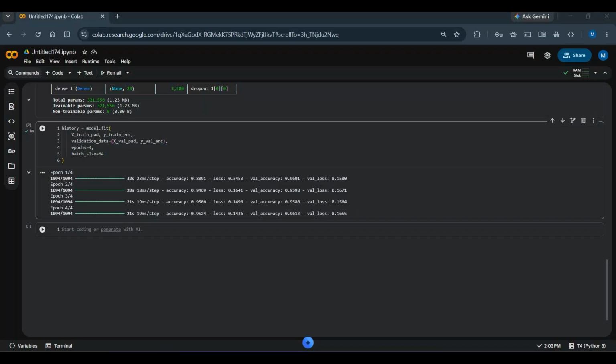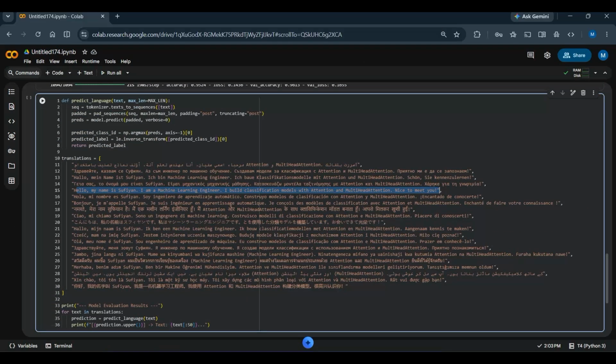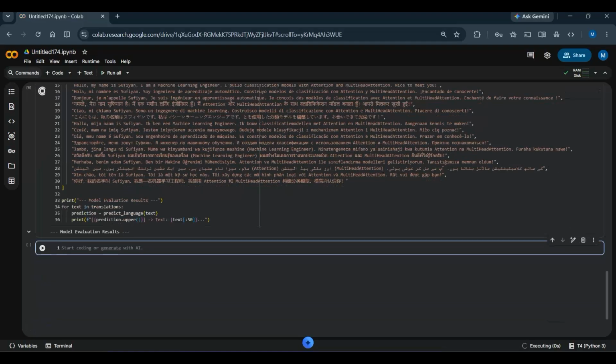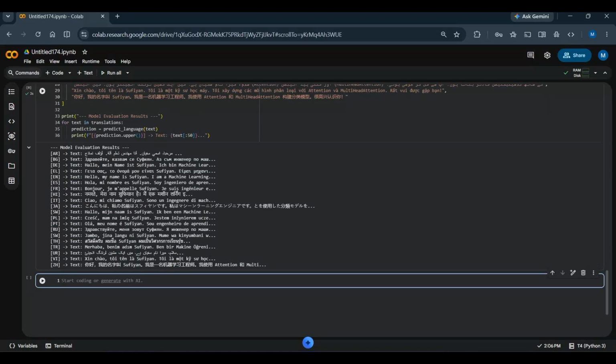Numbers on paper aren't enough. I want real proof. I wrote my own self-introduction, translated it into all 20 languages by hand, and tested the model on sentences it had truly never seen in any form. Watch: Arabic correct, Bulgarian correct. This is the model actually understanding character patterns per language, not memorizing training data.